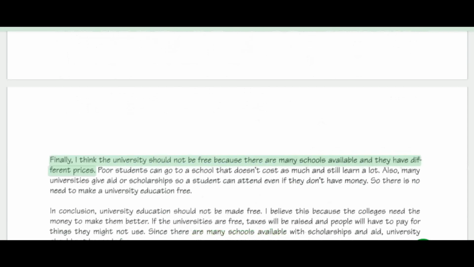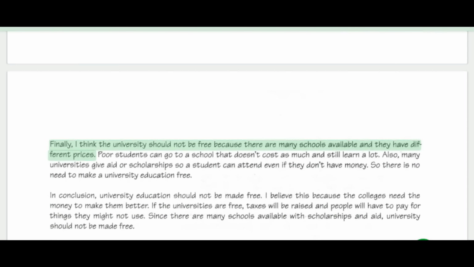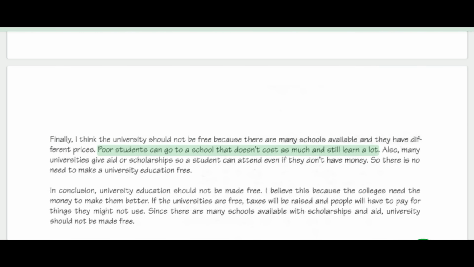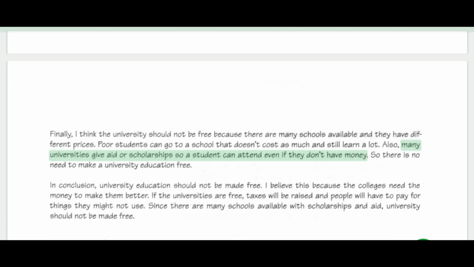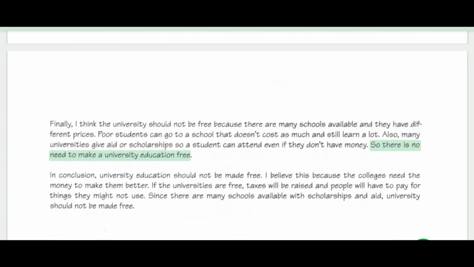Finally, I think the university should not be free because there are many schools available and they have different prices. Students can go to a school that doesn't cost as much and still learn a lot. Also, many universities give aid or scholarships so a student can attend even if they don't have money. So there is no need to make a university education free.